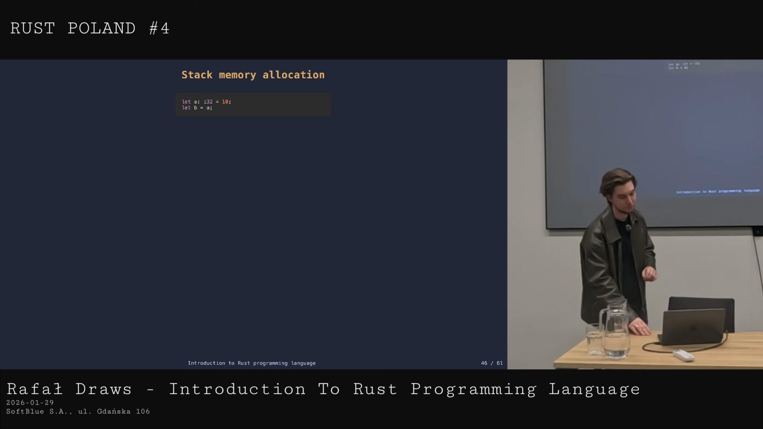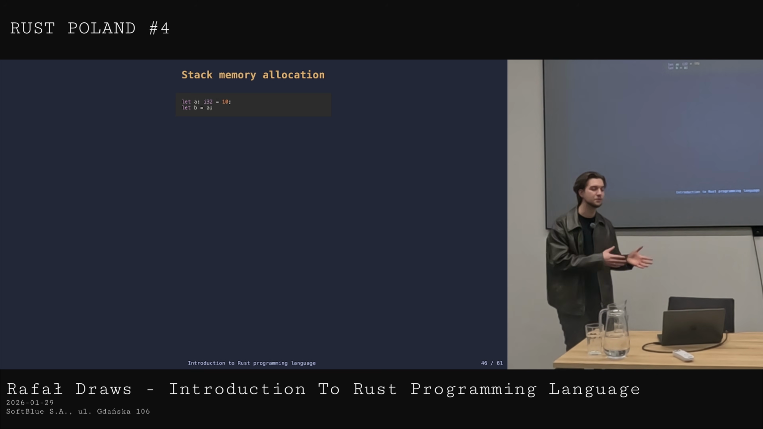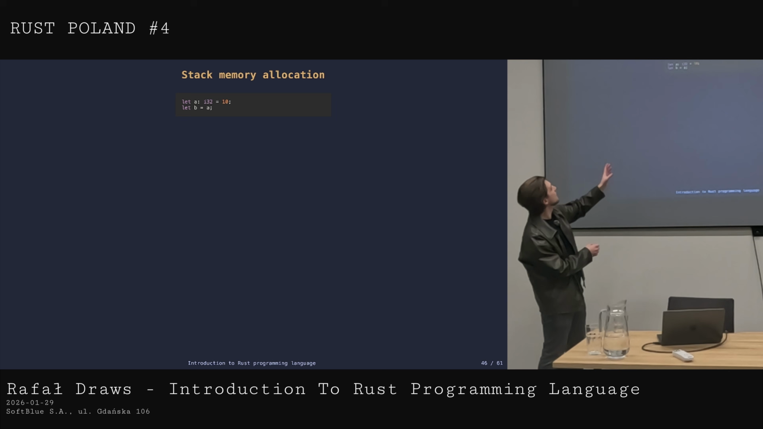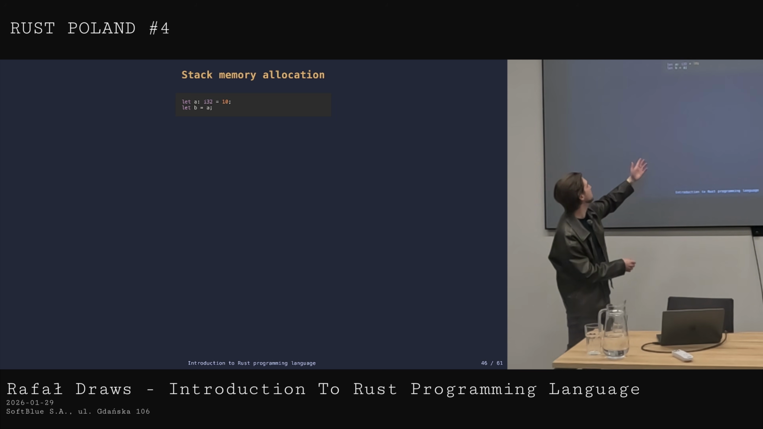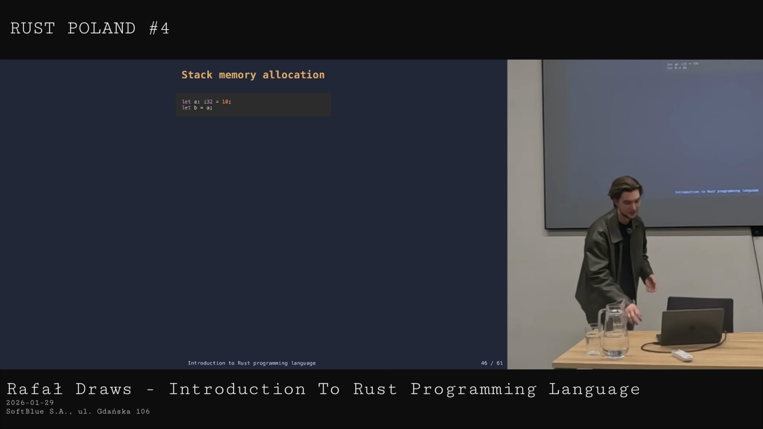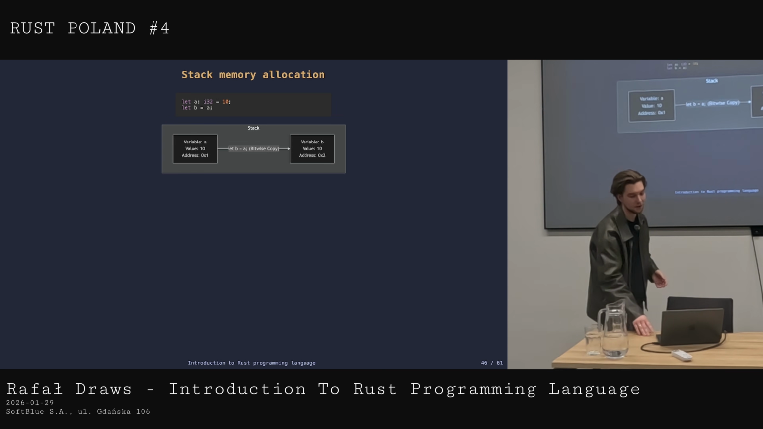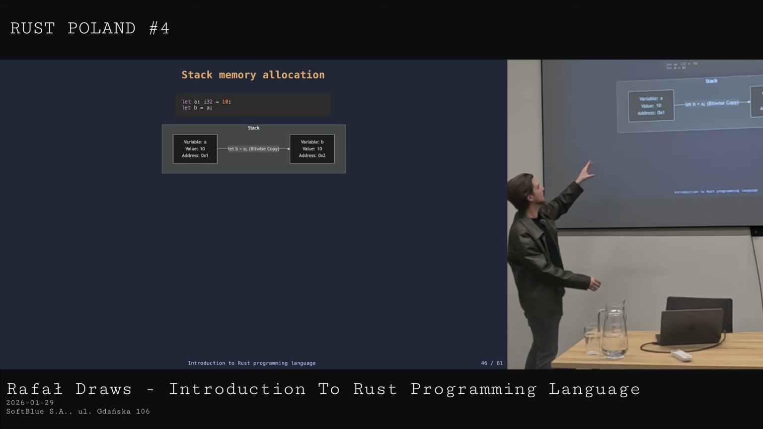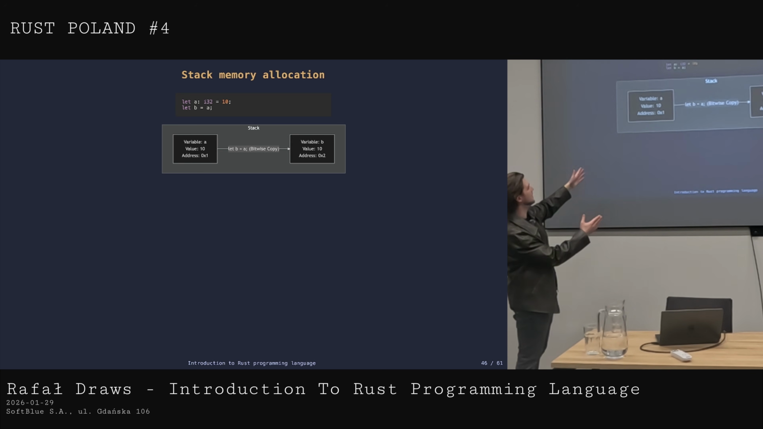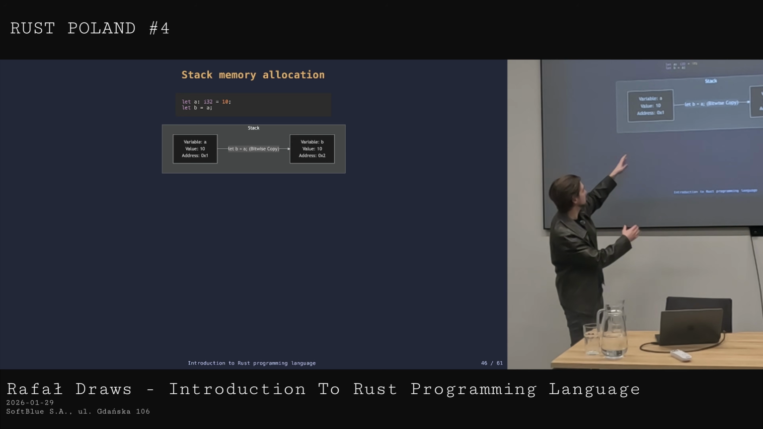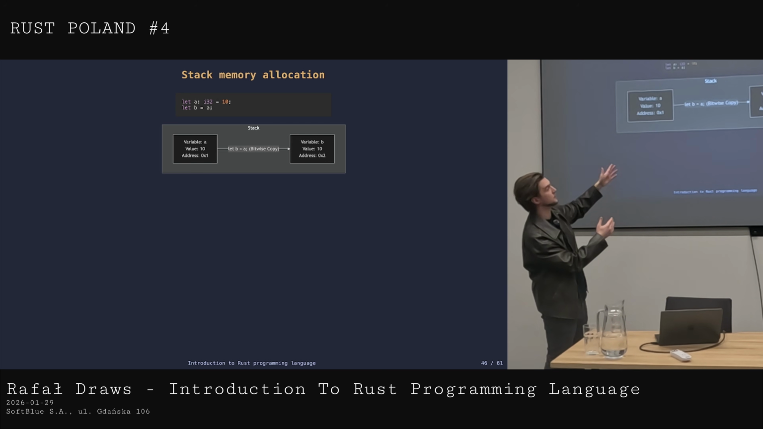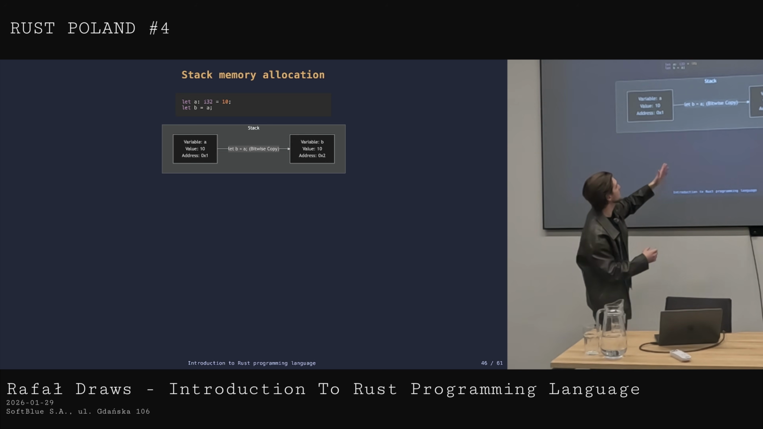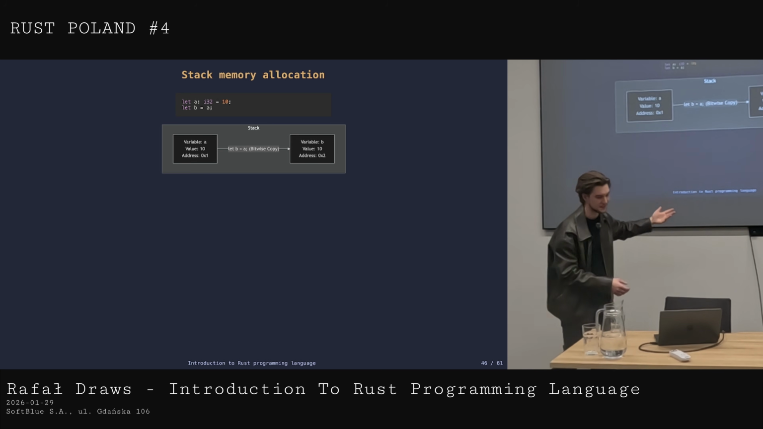So how does stack memory allocation work? We have an integer of type i32 with value 10, and we assign it to B. So what is happening is, since i32 is on the stack, and it's of value 10, and its size is known because it's 32 bits, it's just a bitwise copy of that value to another address, and we have two variables on the stack.